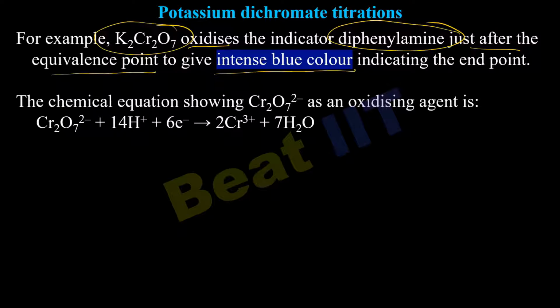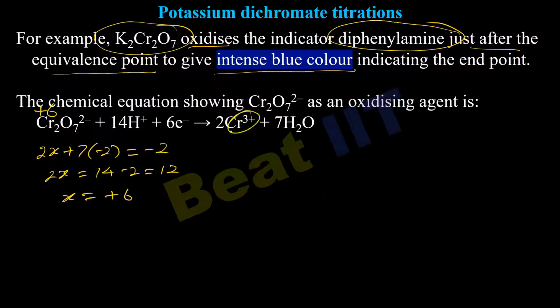And you can check that with the oxidation number. Here the oxidation number of chromium, if you calculate, if it is x, you will say 2x plus 7 times oxygen, minus 2, will be the charge, minus 2. So 2x will be 14 minus 2, that is 12, x will be plus 6. So here the oxidation state of chromium is plus 6 and here the oxidation state of chromium is plus 3. A decrease in oxidation state is reduction. So potassium dichromate is getting reduced. It means it will act as an oxidizing agent.